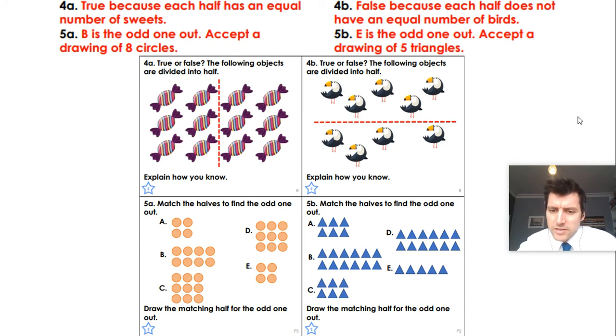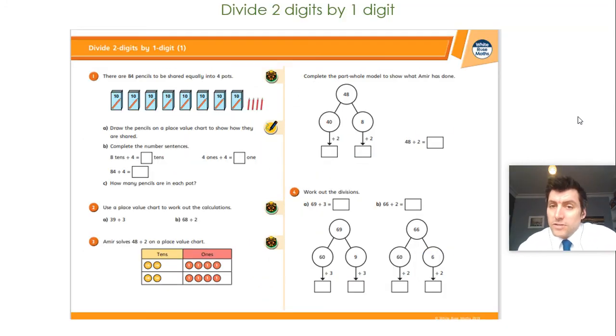So which triangle groups are missing out? It's E, because E is made up of 5, whereas the other ones, B and D, are 10 each, and A and C are 6 each. So sometimes when we split things into half, we actually need to double them to find out what the whole is.